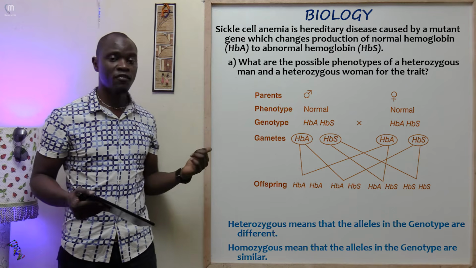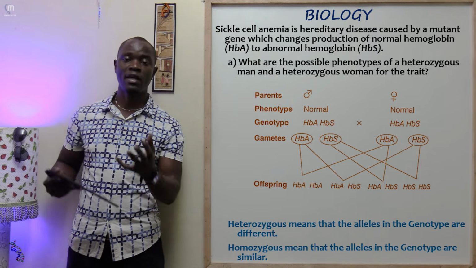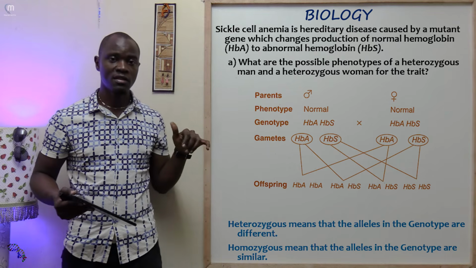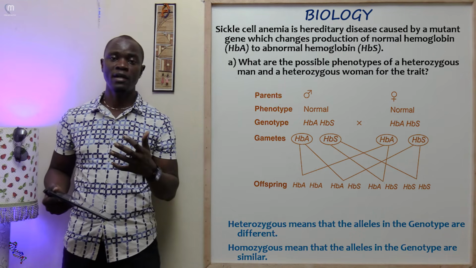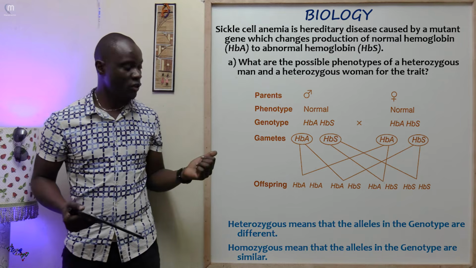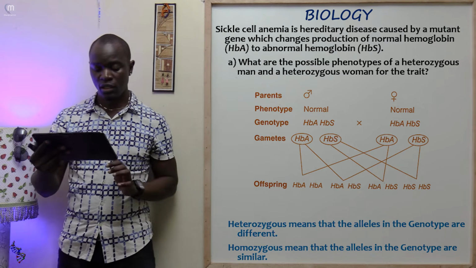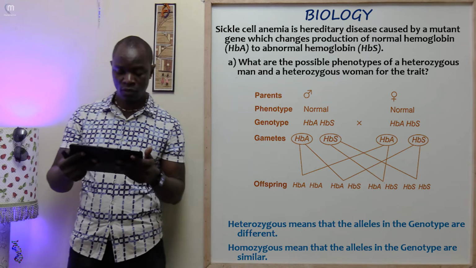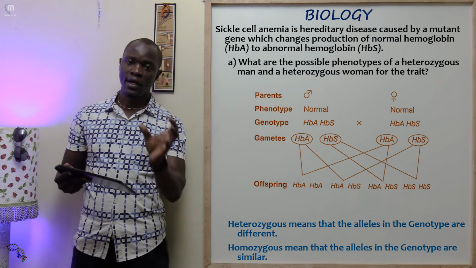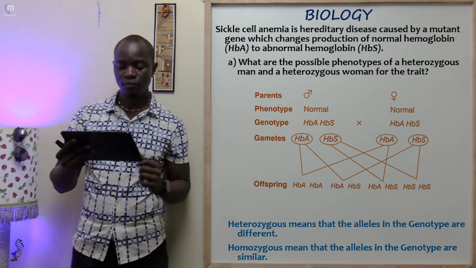You can also see the first chance is HbA, HbA. That is a homozygous state whereby the alleles are similar. But the second and the third chance, the offspring are normal, but they have the trait of sickle cell. This condition, HbA, HbS, is what we call heterozygous. That's not something to forget. So remember, heterozygous, alleles are different. Homozygous state, alleles are similar.